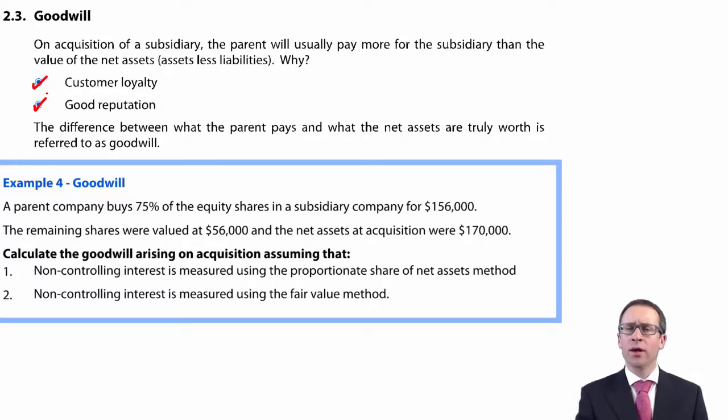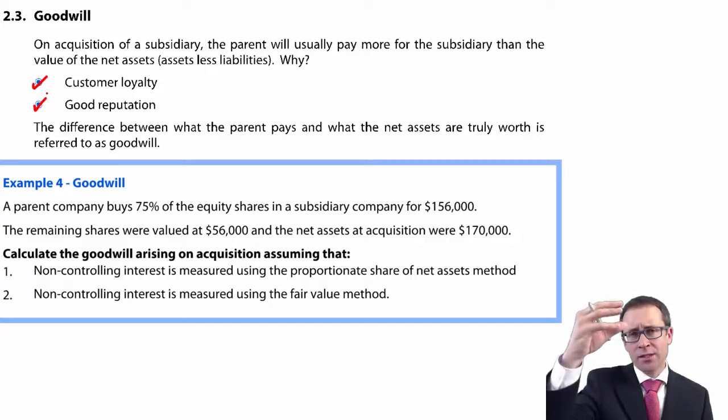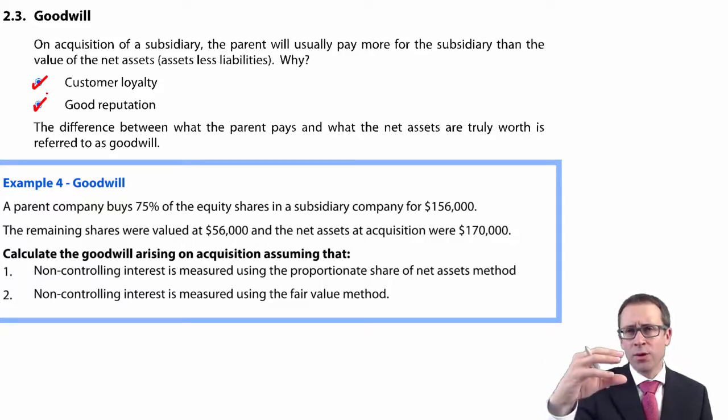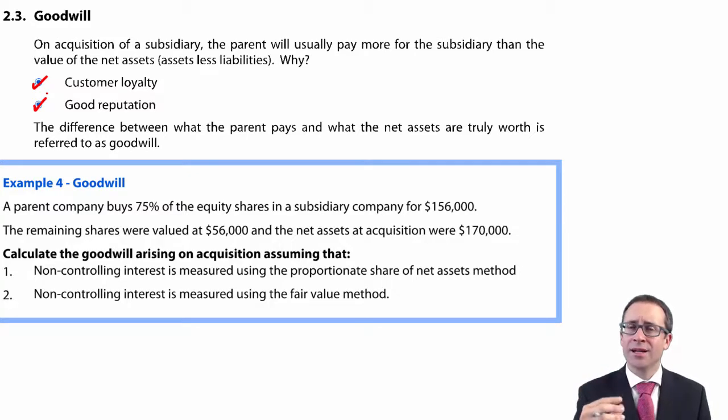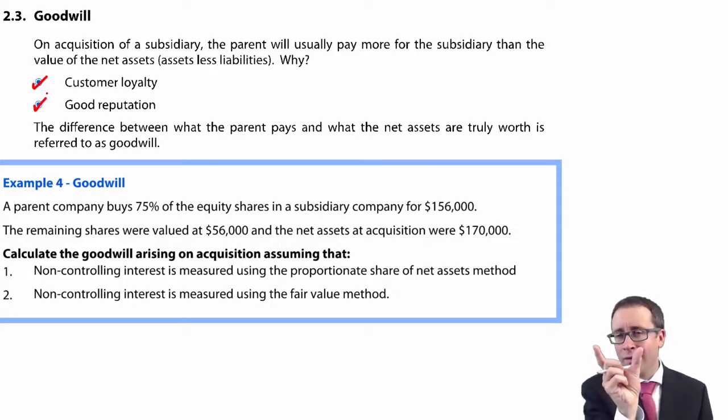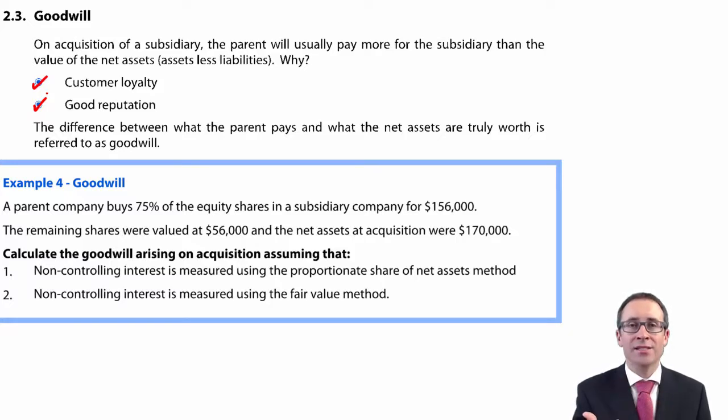Okay. So what we're going to do is calculate the goodwill. And the key bit when it comes to valuing the goodwill, like we've said, is that we look at the amount that you've paid to get your percentage ownership. We look at what the NCI is worth and compare that to the net assets. And the issue that you have is what the non-controlling interest is worth. How do we calculate that NCI on the date of acquisition? Because we've already seen in the previous video that there are two ways to calculate the NCI. There is the proportionate share of net assets method, and then the fair value method.